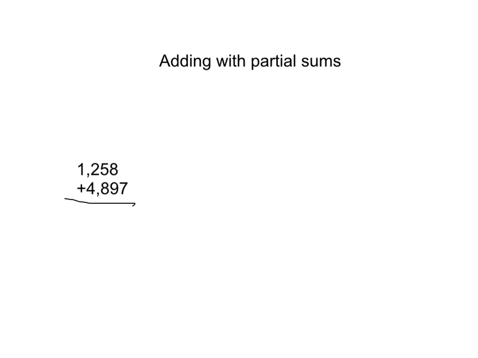First step, you add the thousands together. 1,000 plus 4,000 equals 5,000.